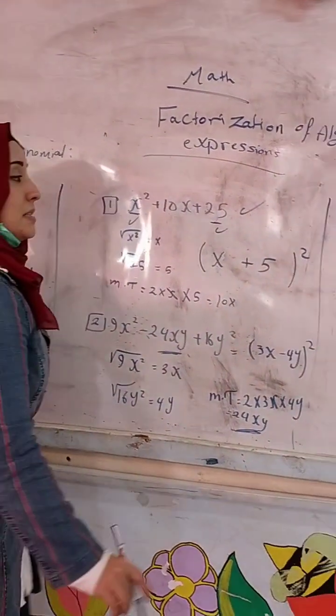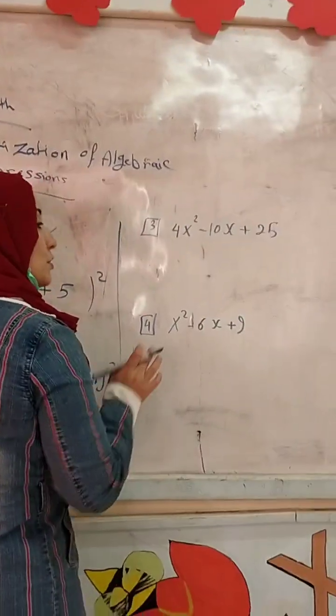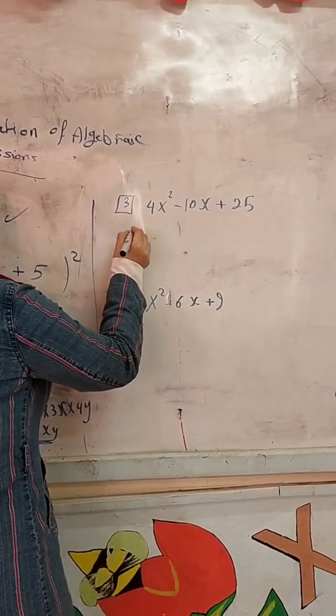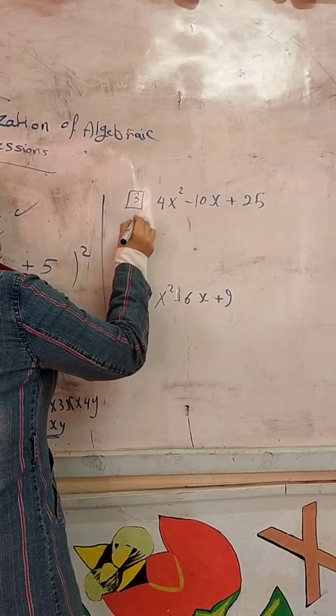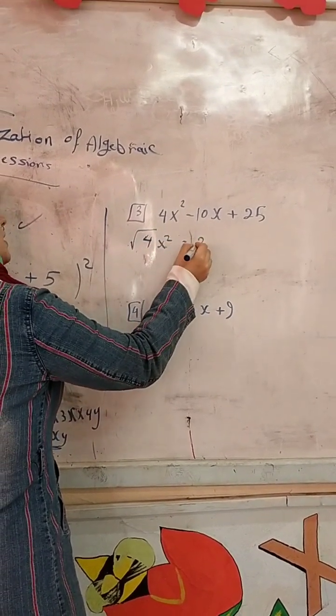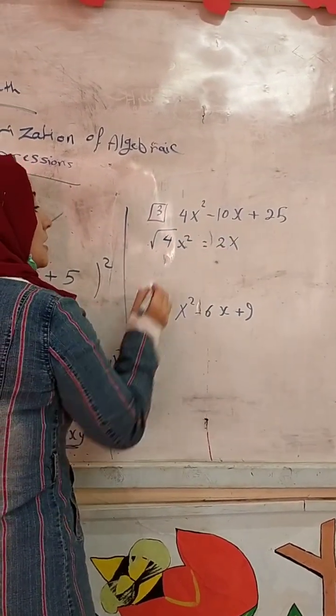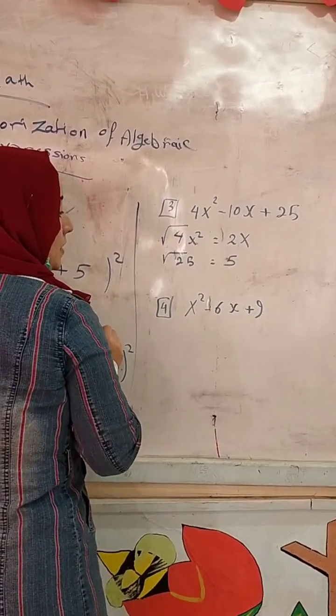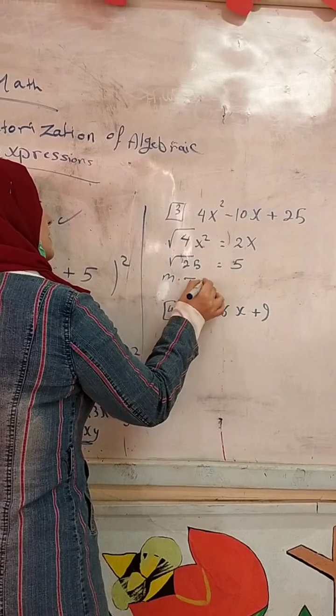Let's look at this example to check if it's a trinomial square or not. The first term is a perfect square. Let me check. The square root of x^2 equals 2x. The square root of 25 equals 5. The middle term here is what?